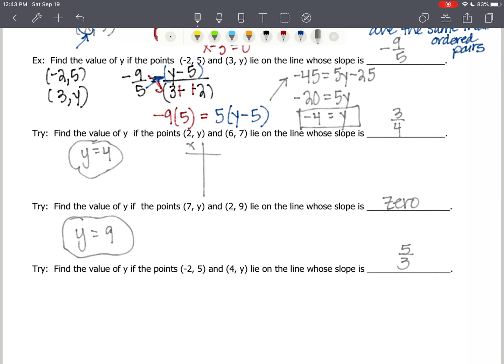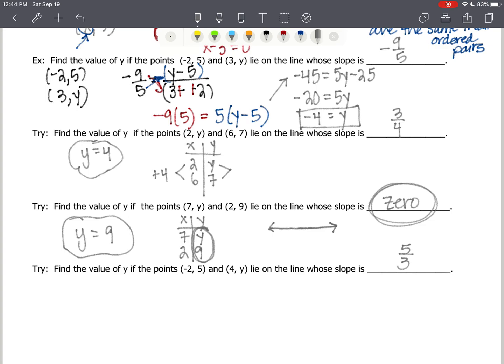Look at this. X, y, 2y, 6, 7. Add 4. What would I have to do? I would have to add 3. That's one way to do that. Okay. Look at this one though. This is the one I really want to show you. 7y, 2, 9. The slope is 0. When the slope is 0, I have a horizontal line, meaning all the y's are the same. All the y's are the same, so y equals 9.